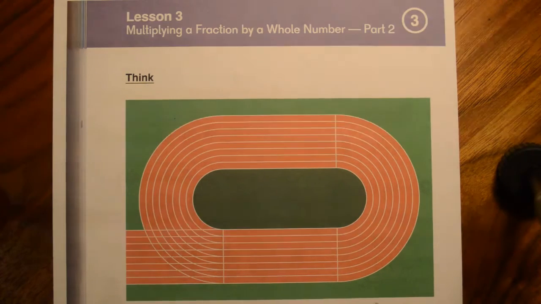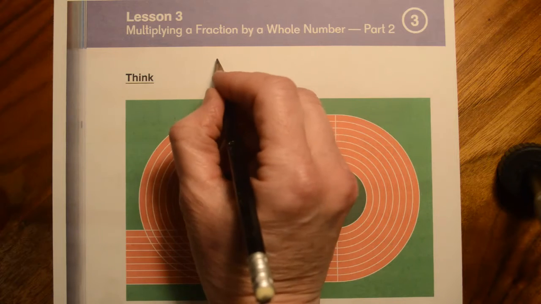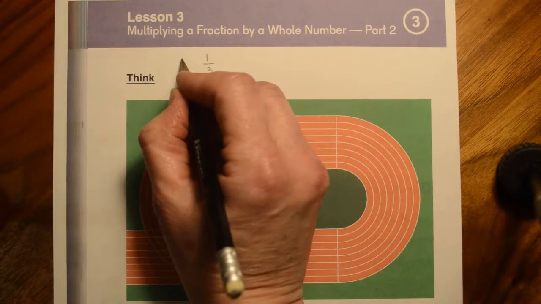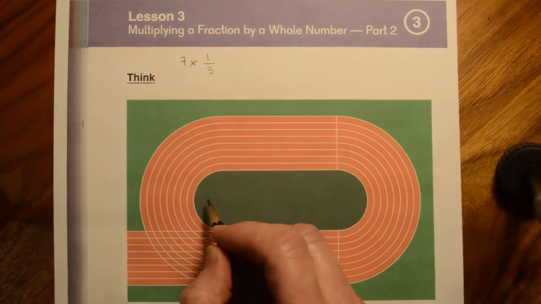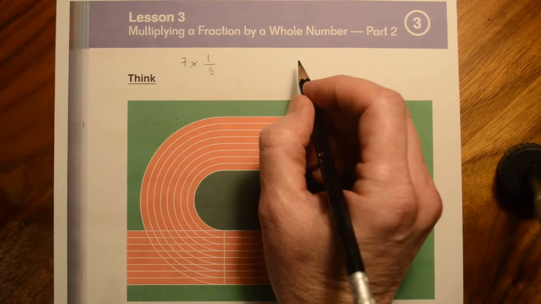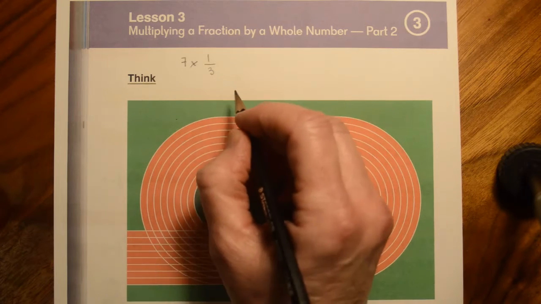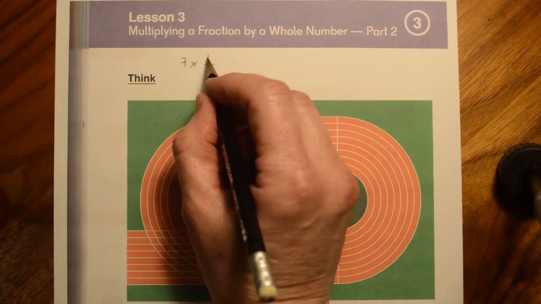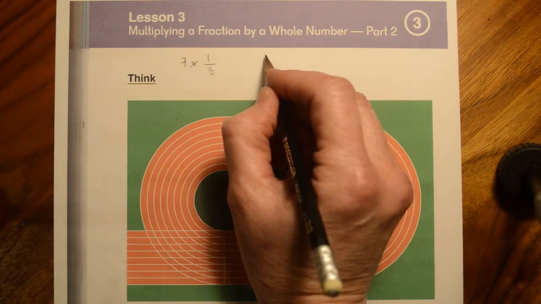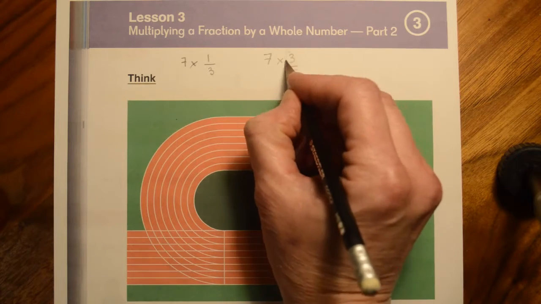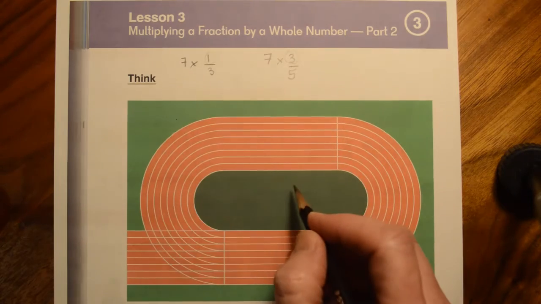The first time we looked at multiplying a fraction by a whole number, but that fraction had to have a 1 in the numerator. So maybe we did 7 times 1/3 or something like that. The second lesson that we looked at multiplied a fraction by a whole number, but this time that fraction could be anything. It didn't have to have a 1 in the numerator, so maybe this time it would be 7 times 3/5, right? So this is not a 1, whereas here it is.